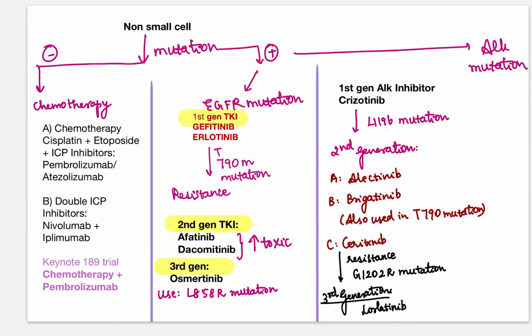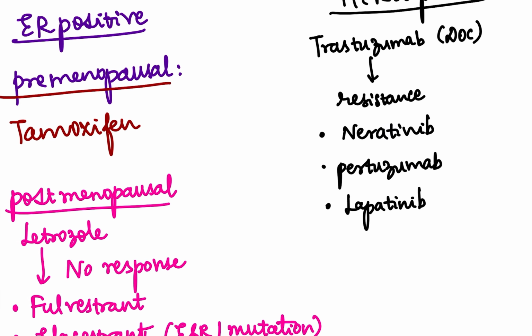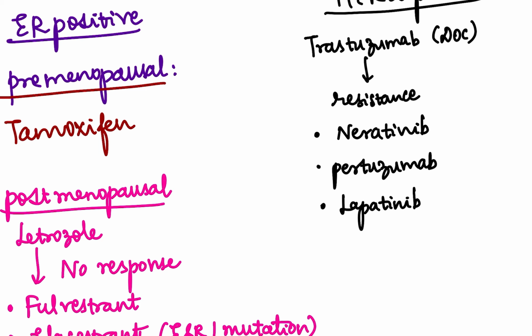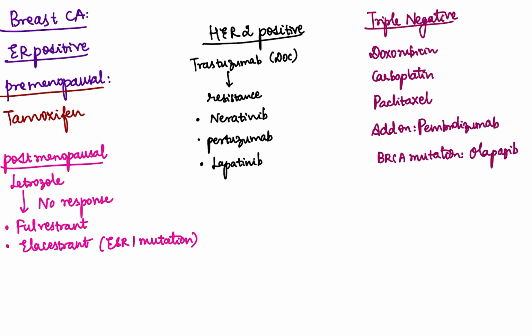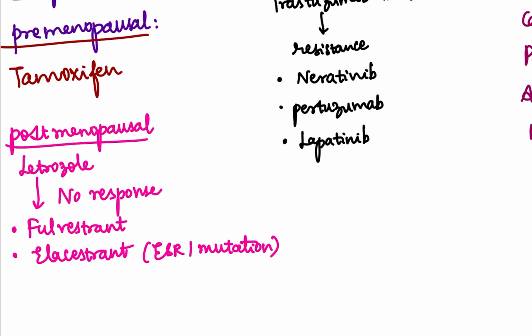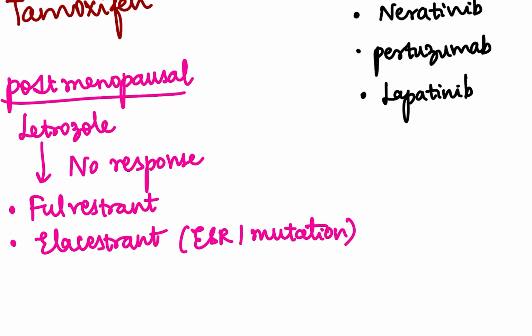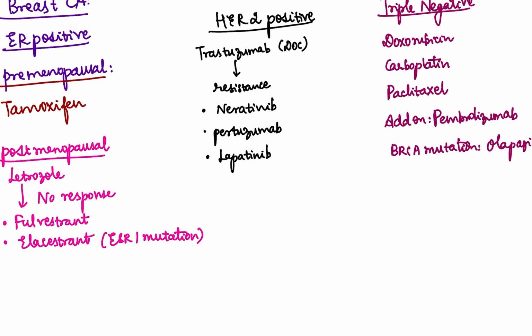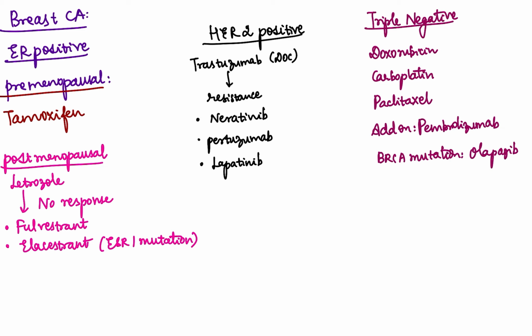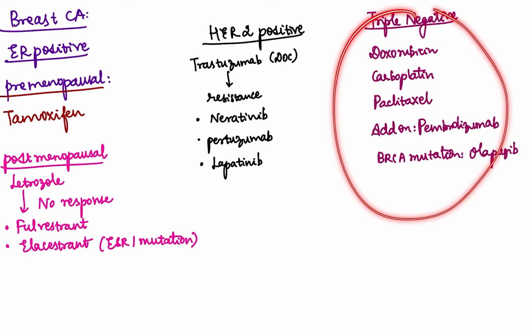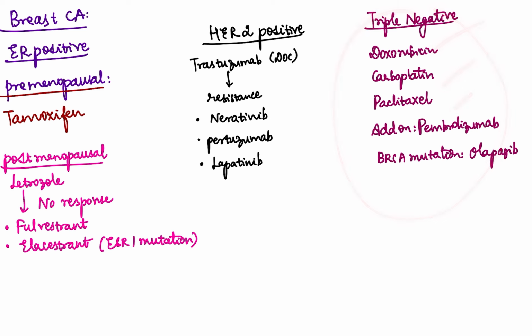third generation ALK inhibitors should be used, which is lorlatinib. For breast cancer, ER positive breast cancer, in cases of premenopausal females, you have to give tamoxifen. For postmenopausal, letrozole. If there is no response to letrozole, go for fulvestrant, elacestrant, which is for ESR1 mutation; you have to go for elacestrant. HER2-positive breast cancer, we know trastuzumab is a drug of choice. If there is resistance to that, you can go for neratinib, pertuzumab, and lapatinib. In case of triple-negative breast cancer, go for doxorubicin, carboplatin, paclitaxel. As an add-on drug, you can go for pembrolizumab. In cases of BRCA mutation, go for olaparib.